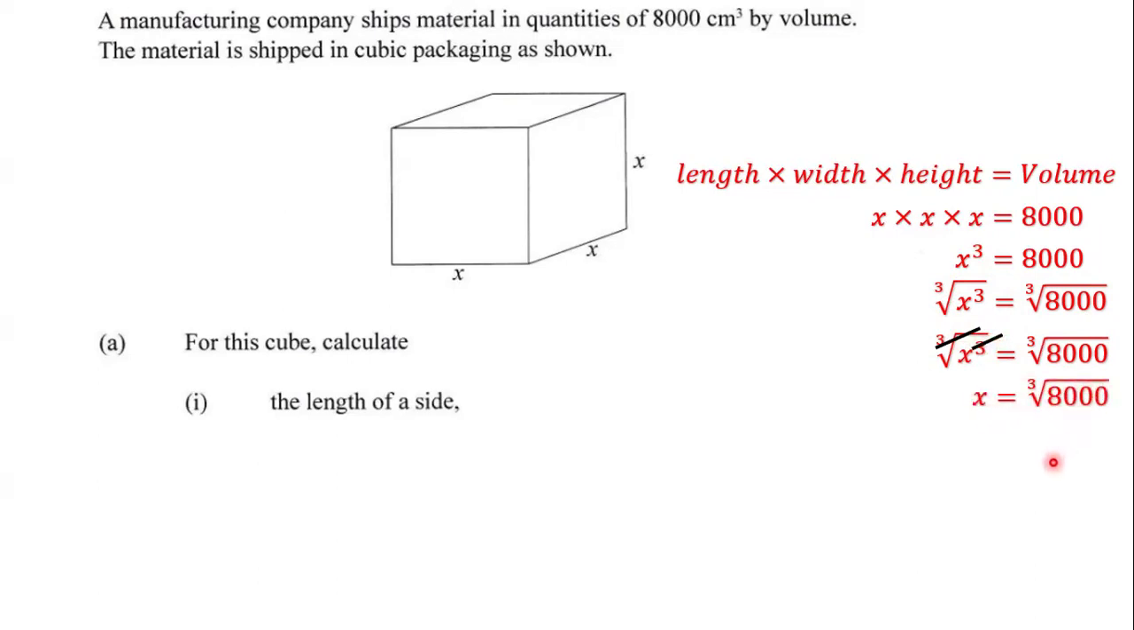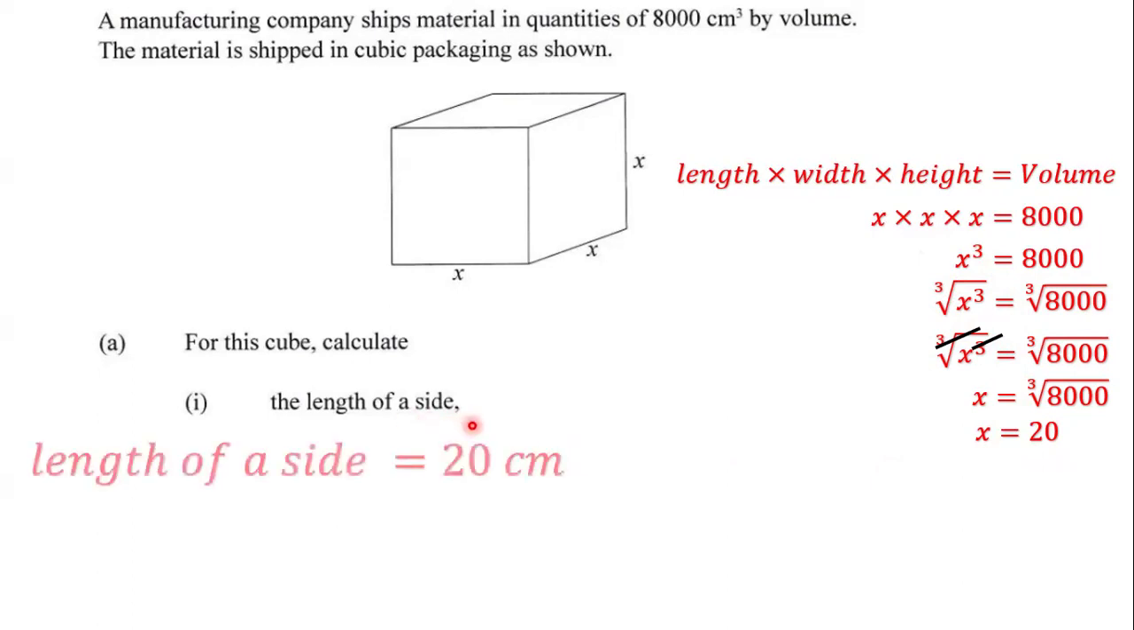Now, what is the cube root of 8,000? Well, the cube root of 8,000 is 20. So x is equal to 20. That means that the length of a side is 20 centimeters.